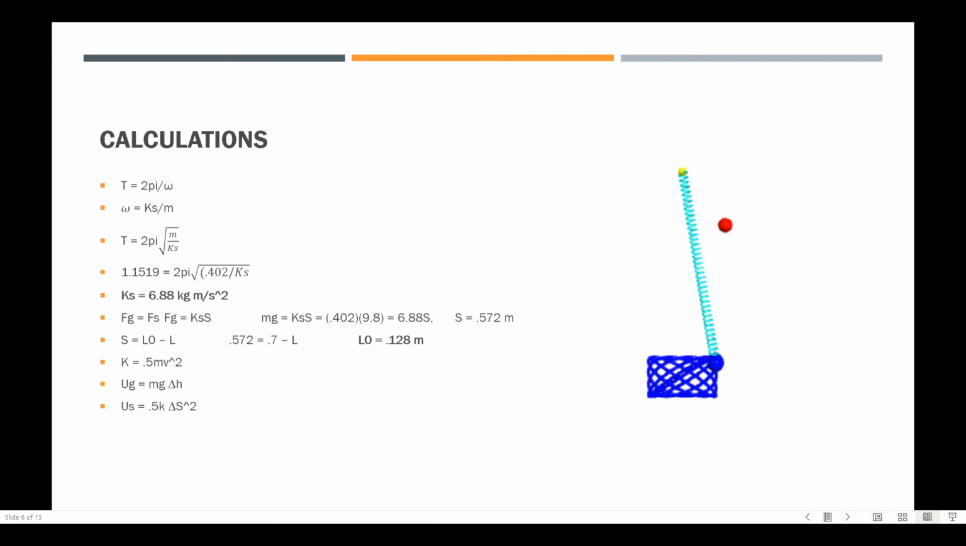Over here you can see some of the calculations done to find certain values. Specifically, we found the coefficient for the spring constant, which is 6.88 kilograms per second squared. Then we also found the resting length of the spring, which is 0.128 meters. These are all the calculations here. You can pause if you want to look.